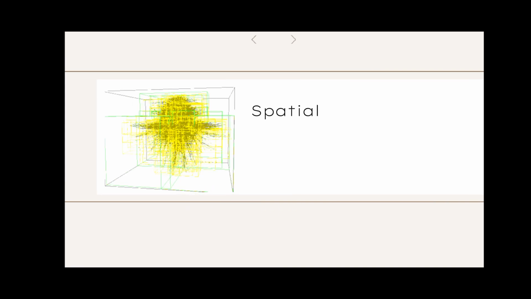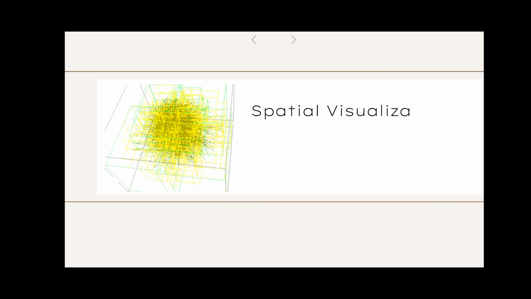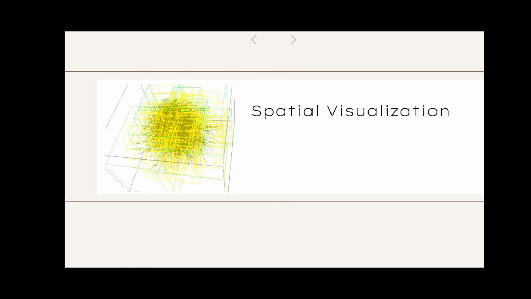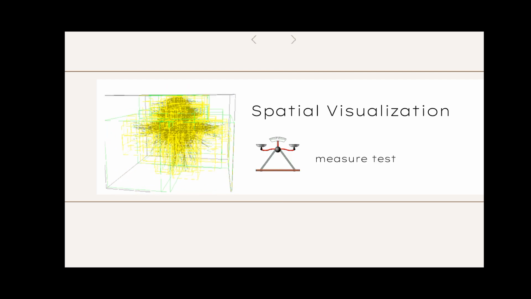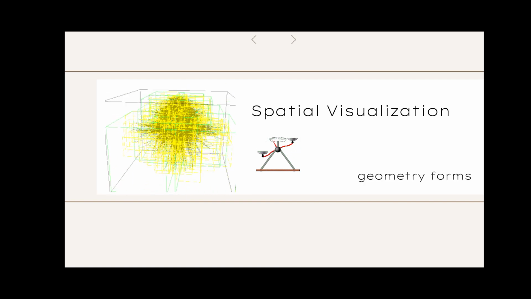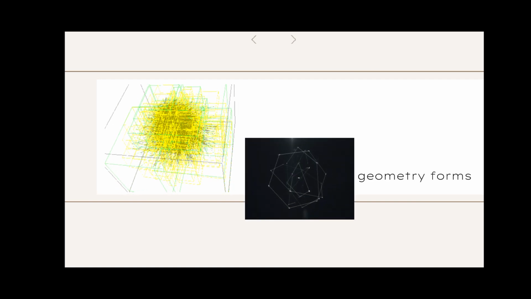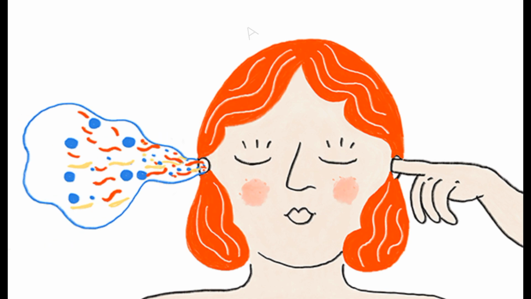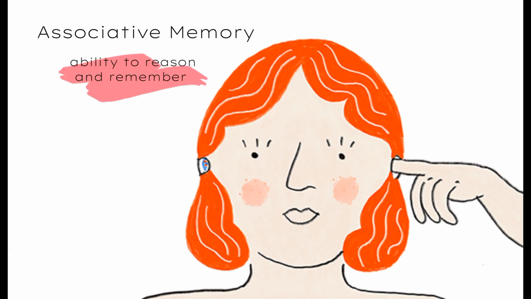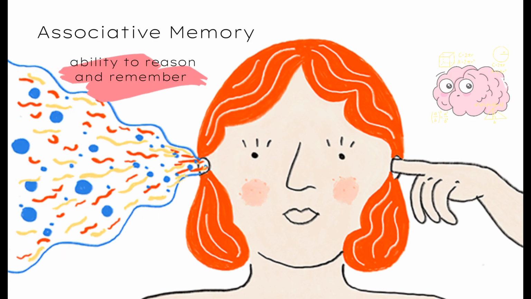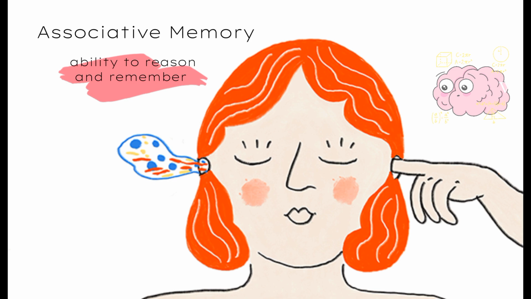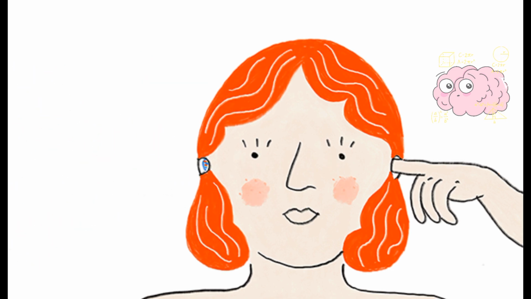And the fourth is spatial visualization. This is the ability to do things such as the mental rotation of an object, and it is measured by tests such as the presentation of a geometric form followed by several other geometric forms. And the fifth is associative memory. It requires generalization, reasoning from the specific to the general. It is the ability to remember words or objects presented in pairs.